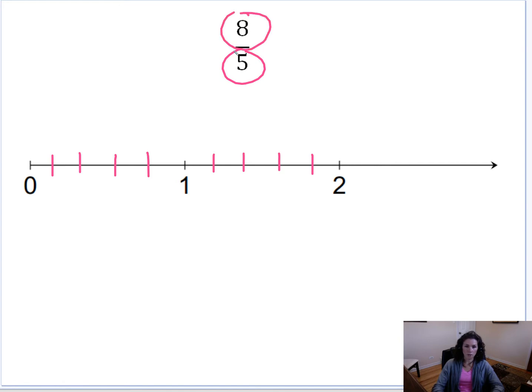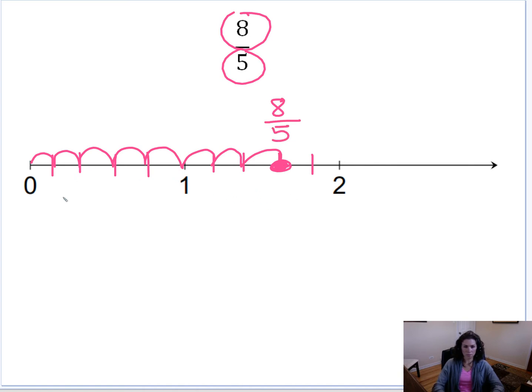And now the numerator, the 8, tells me how many parts to travel. So I start at 0, it's positive, so I go to the right. 1, 2, 3, 4, 5, 6, 7, 8. That's where I put my point. And I label the 8/5 right here.